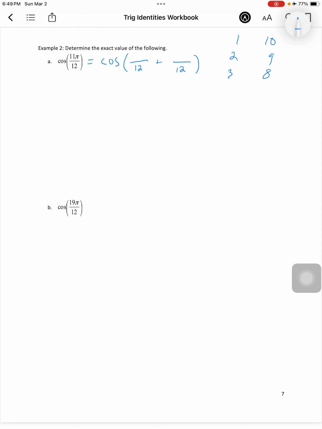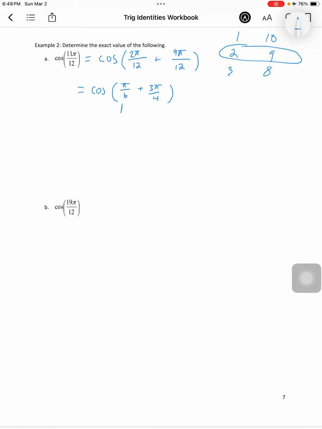If we pick 2 pi over 12 and 9 pi over 12, we can reduce these numbers. So we know this is the pairing we're going to use. So here, 2 pi over 12 is the same thing as pi over 6, plus 3 pi over 4. Now we're going to pause here and look at our argument. Are these two values the same? They're not. So we're going to label them A and B. So right now, we have cos bracket A plus B.